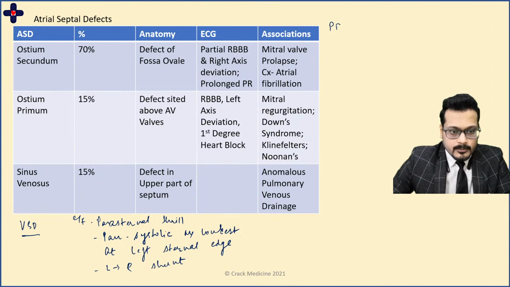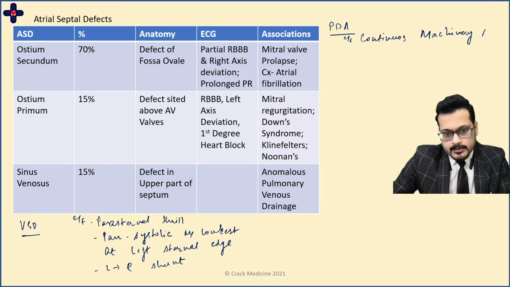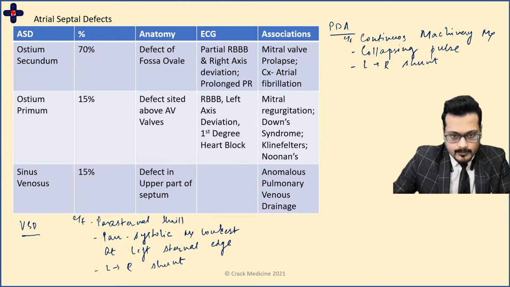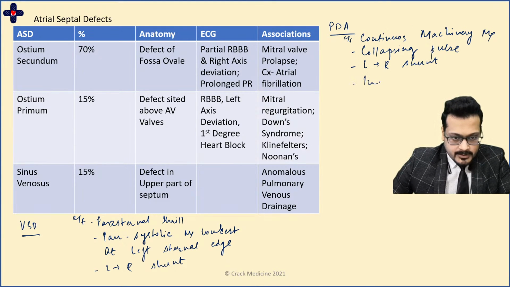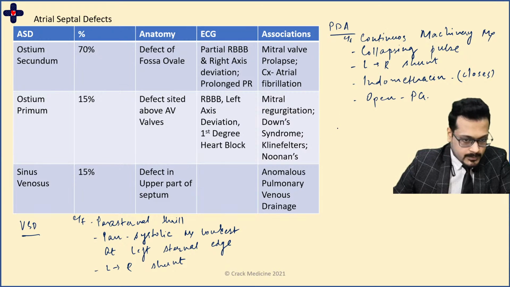And also, let's talk a little about PDA. So a continuous machinery murmur. Remember this term, continuous machinery murmur. This will be present only in case of PDA, and you will have a collapsing pulse. And you will also have a left to right shunt. The drug you need to remember in PDA is indomethacin. It closes the PDA. Okay. And if you want to keep the PDA open, you have to use prostaglandins.